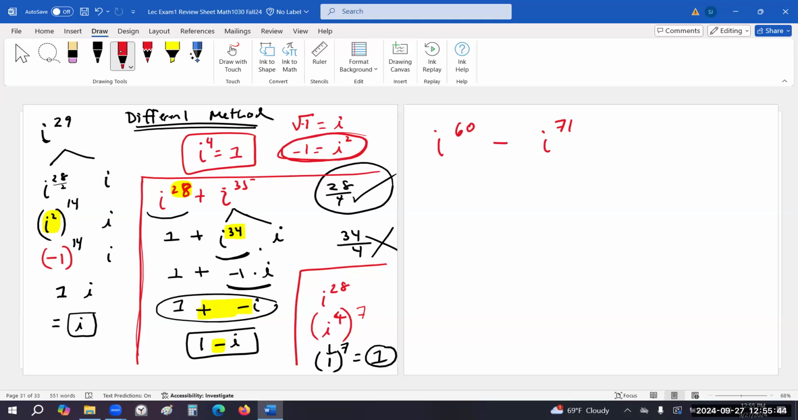I would like to give at least two of these in the exam because you have four scenarios. So two i's here, two i's in the other one. I'll have four scenarios together. And if you're done, you can try another one: i to the 71 minus i to the 60. What happens if you switch their sign?